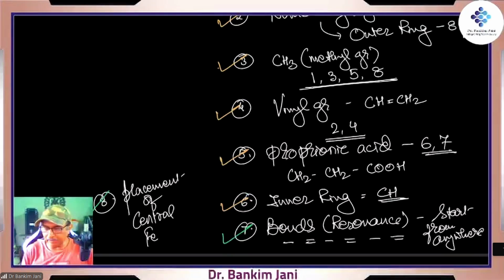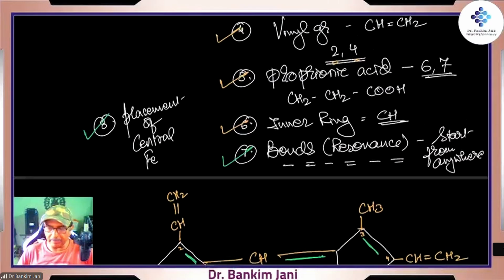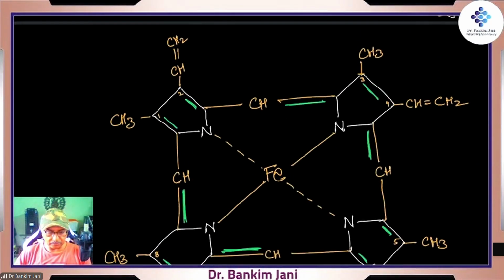So this is the vinyl group, and at position 2 and position 4 we had the vinyl group, and the propionic group, CH2, CH2, COOH, at 6 and 7. Thus all 8 positions have been acquired, and then the inner ring is connected with CH, and then we added the resonance bonds, alternate single and double. Start from anywhere, still the structure will remain the same. And finally, the placement of the central iron. Okay, so this was the thing.